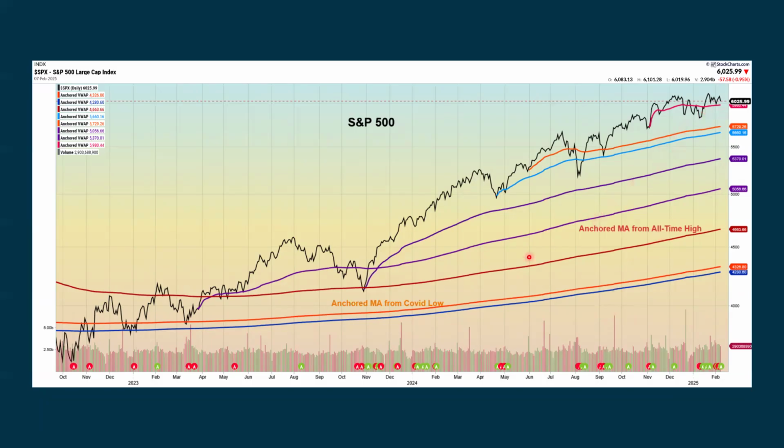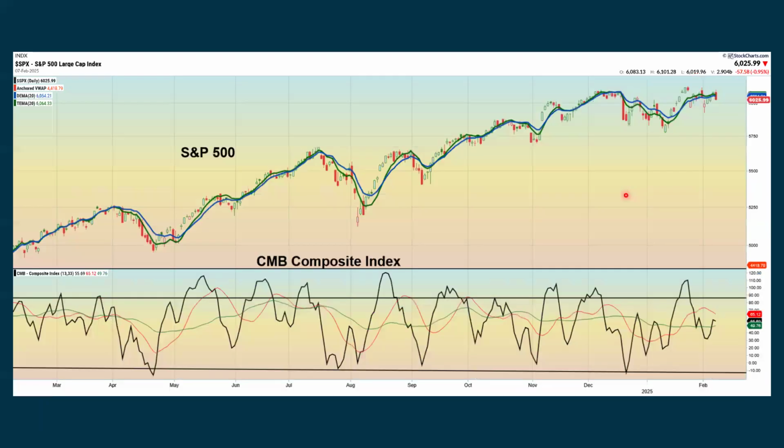The takeaway from this is all of these lines, whether they're long term or shorter term, continue to go up. And that's suggesting that the longer term trend is still positive. And the short term trend and intermediate term trend are also positive.